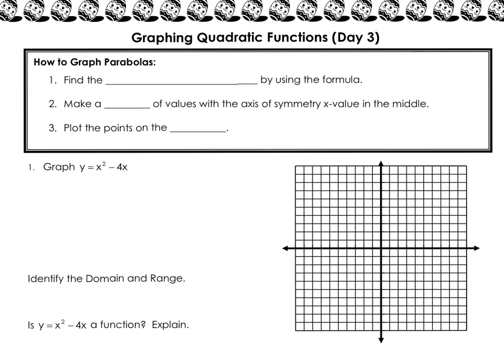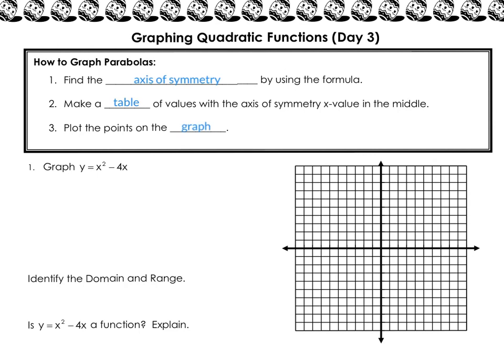So it's no surprise then that the first thing that we need to do is find the axis of symmetry by using the formula that you already learned in the day one video. Once we found the axis of symmetry by using the formula, we're going to make a table of values with the axis of symmetry x value in the middle. And that makes sense because if we start at that x value in the middle and we show 3 points that are to the left and 3 points that are to the right, that'll show us the nice U shape that makes the parabola. Then we will plot the points on the graph.